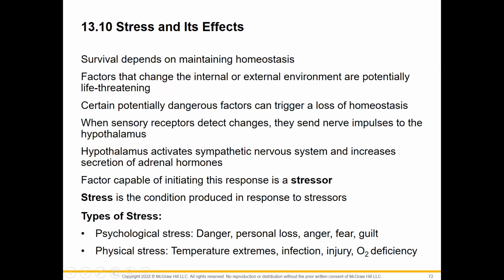Infection, so bacteria, virus, parasite, those are physical infections. Injury, lack of oxygen, all of those are physical stressors. Whether the stress is in your head or it's actually on your body, it will cause the same effect in the body. That is the change of homeostasis. And so now the body has to do what it can to get you out of danger so that you can maintain or go back to your homeostatic ways.